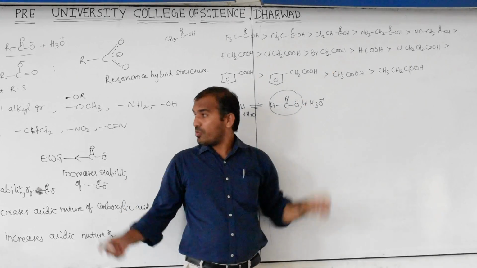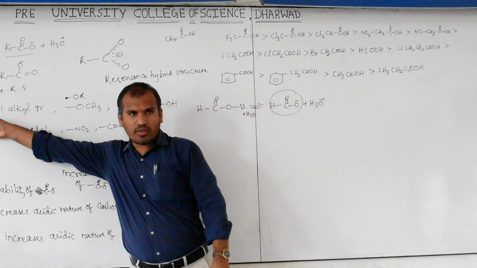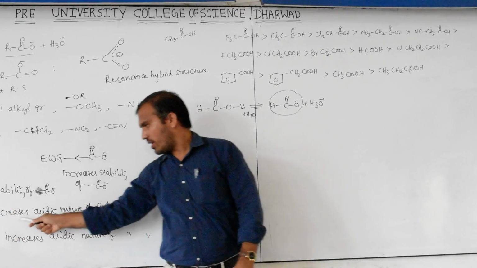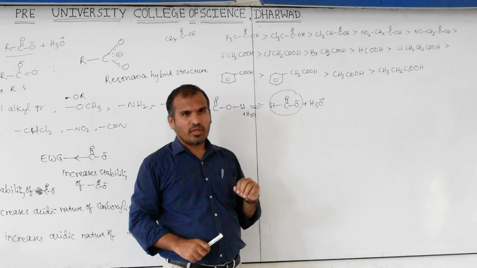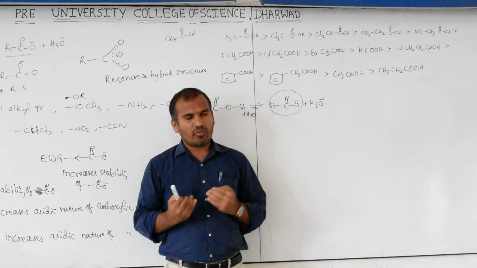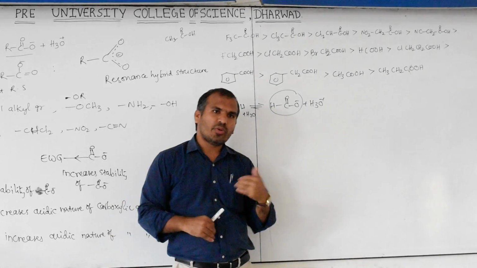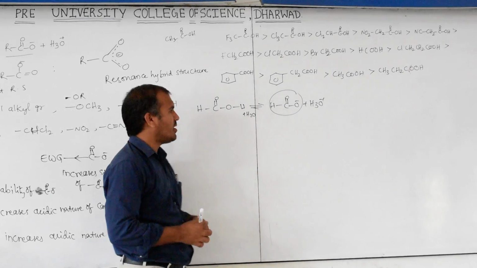Here, the methyl group is which one? Donor group. A donor group, what happens? It decreases the acidic nature. Here, what is the phenyl group? Phenyl group is generally an electron withdrawing group, and sometimes it donates also. That also we will discuss based on resonance.